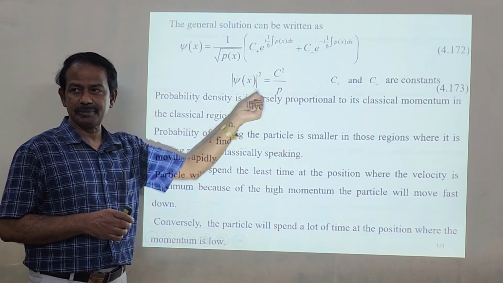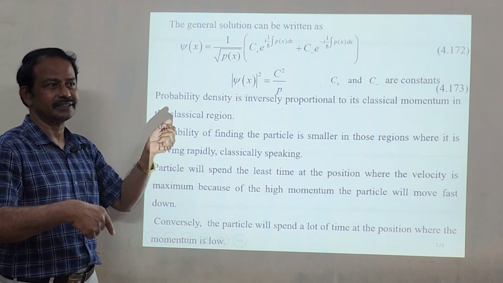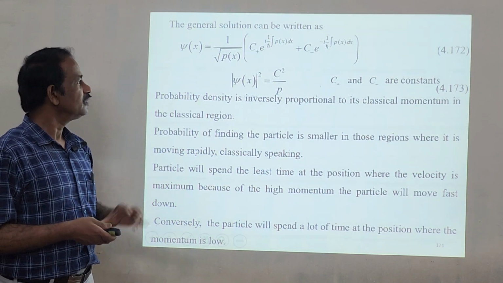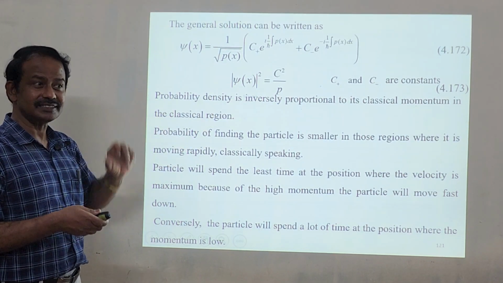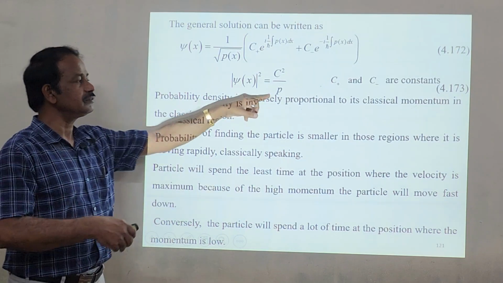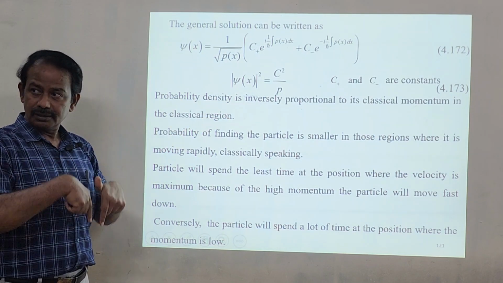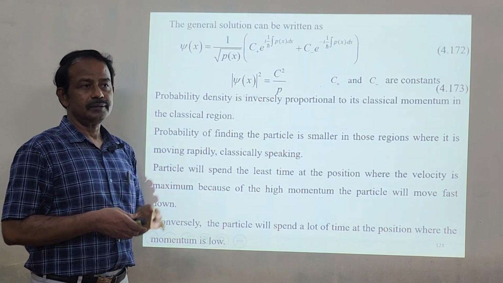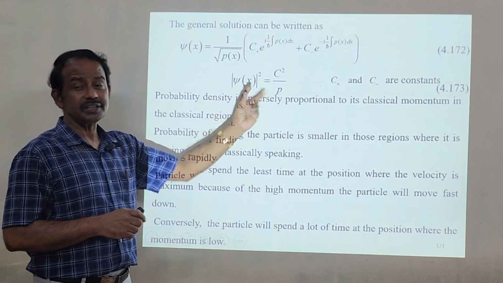So this is the classical momentum of the particle for the harmonic oscillator, which you have taken as the example. So the probability density is inversely proportional to the classical momentum in the classical region. Okay, it's a very important one. On one side we have quantum, on the other side classical momentum. The probability density is the quantum concept, and the momentum is the classical concept. Now both are inversely proportional.